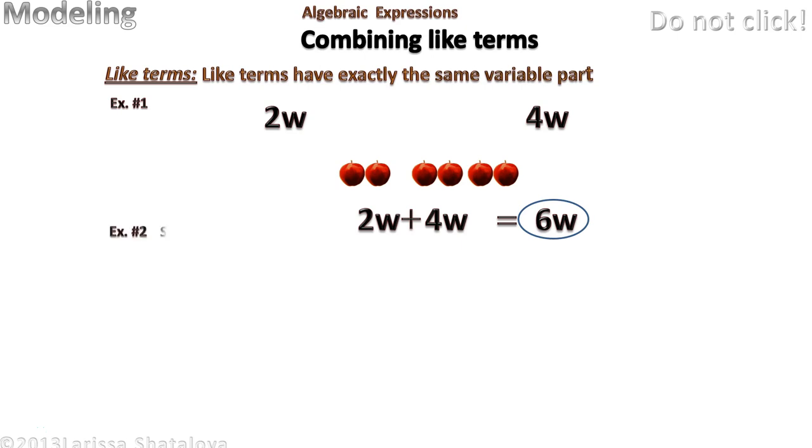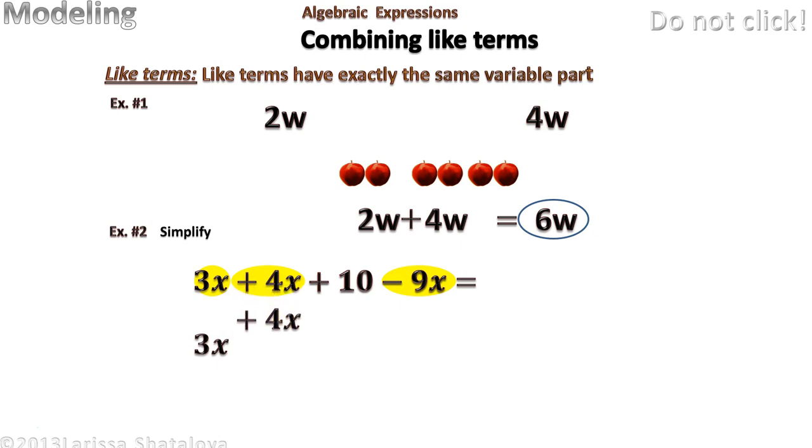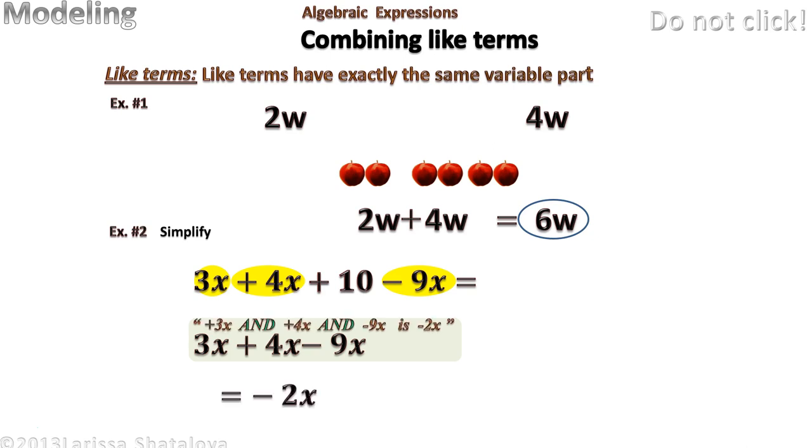Now, let's talk about the second example. Positive 3x and positive 4x and positive 10 and negative 9x. Let's look for like terms. Positive 3x, positive 4x, and negative 9x. They are like terms. We can combine like terms. We can add them. So positive 3x and positive 4x and negative 9x, we will have negative 2x, and positive 10, we just have to keep it.